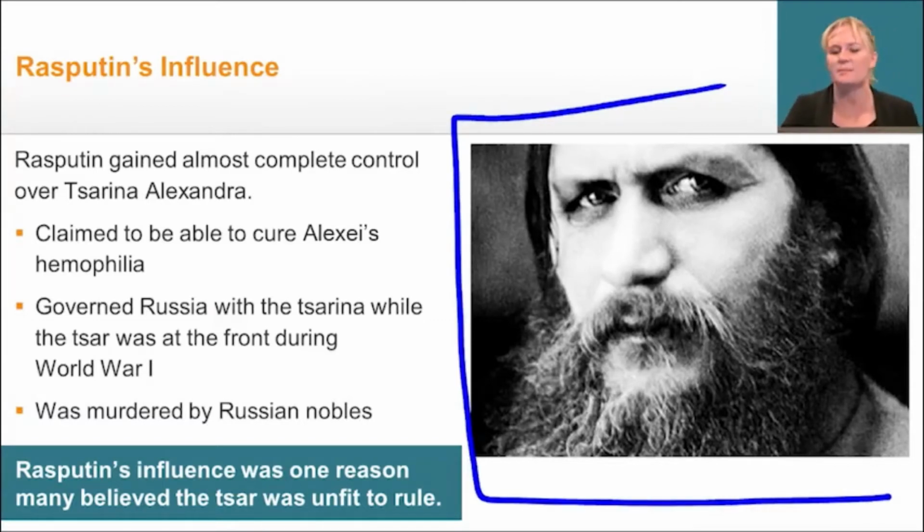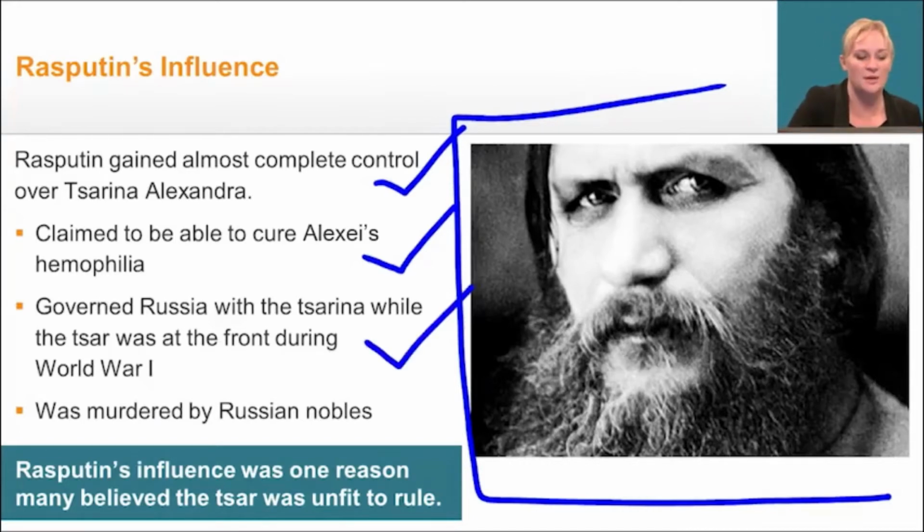The important thing to remember about Rasputin is that he was actually a peasant monk. And he believed that in order to gain God's forgiveness, one must actually sin as much as possible. Rasputin gained almost complete control over the Tsarina, Alexandra. And it was because he claimed to be able to cure her youngest son, Alexei's hemophilia. Now, hemophilia was an incurable disease that he was diagnosed with when he was very little. He governed Russia with the Tsarina while the Tsar was at the front during World War I, but later he was murdered by Russian nobles.